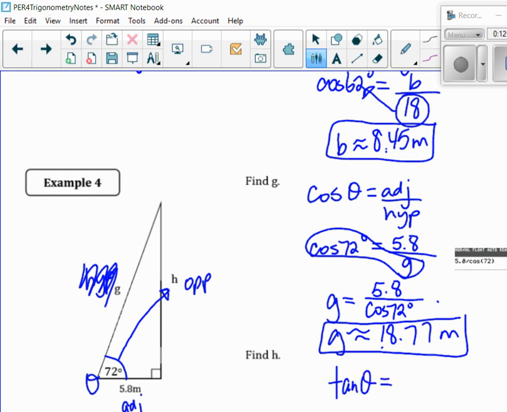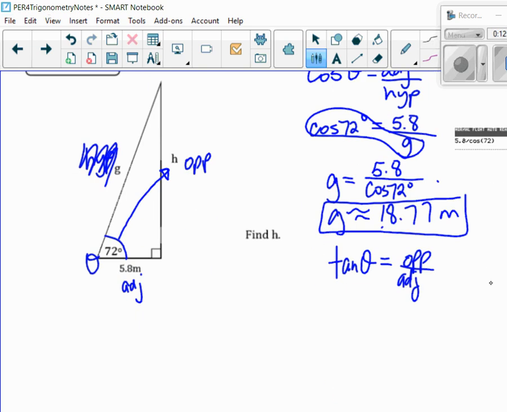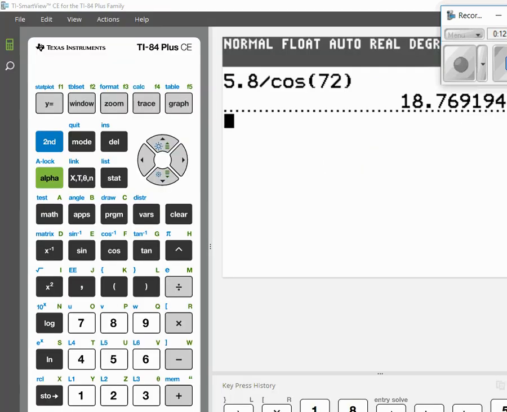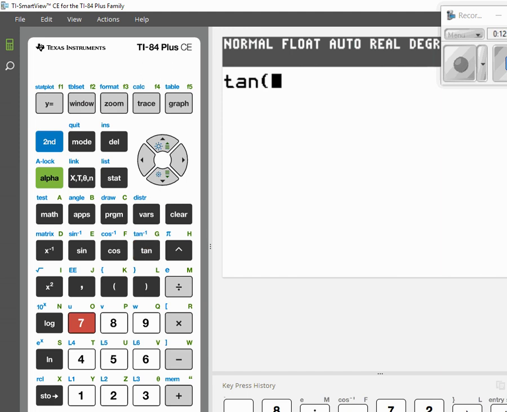So I'm going to write it out. Tan theta is equal to opposite divided by adjacent. Okay, now I'm going to write it. Tan of 72 degrees is equal to H divided by 5.8. Does everybody see what to do to get H? Do a quick cross multiply. Yes? So H is going to be approximately tan of 72 times 5.8. So we're going to clear it, tan of 72 degrees, close it, right, times 5.8.